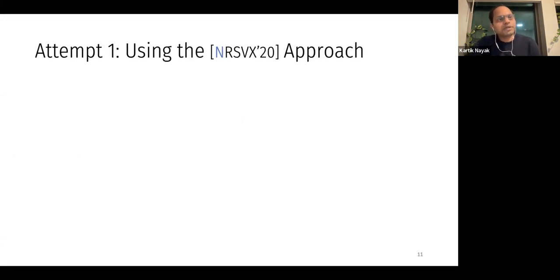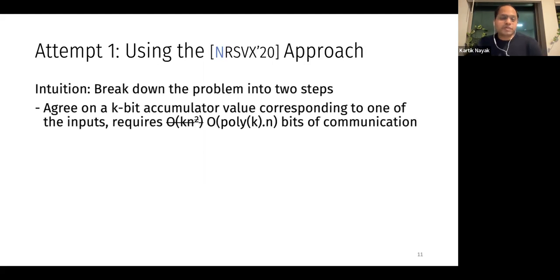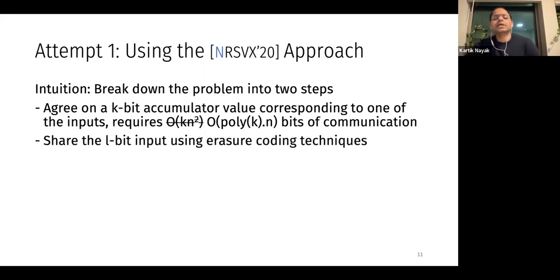So we'll start off using the BA extension protocol line of work as the baseline way of thinking. We'll still break down the problem into two steps. The first part is agreeing on a kappa-bit accumulator value. Now, instead of using a protocol with kappa n squared communication, we can use a Chen-Micali-like protocol, which would require order poly kappa n communication. So that's easy. The concern is, how will you share this L-bit input with all parties using erasure coding?